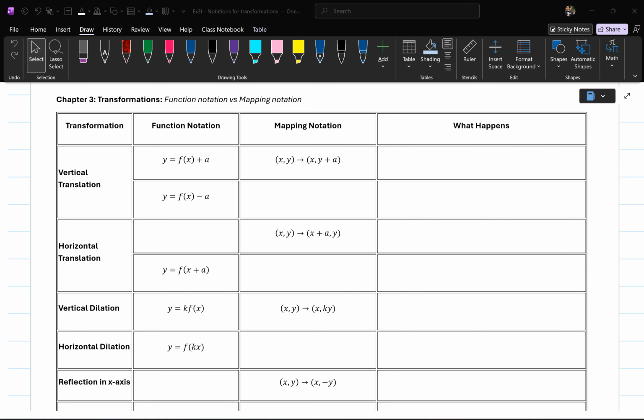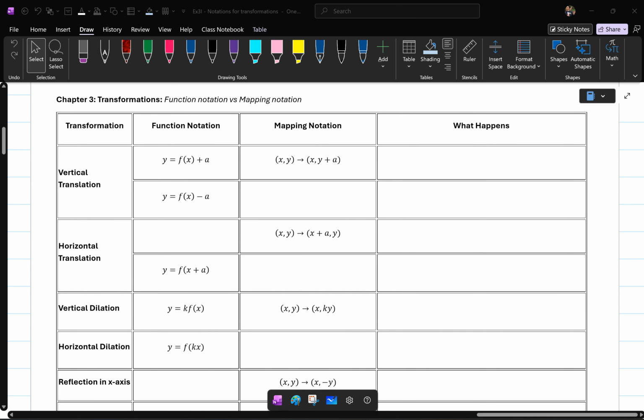All right, so for transformations in the exam, they often don't use mapping notation. Mapping notation is easy to pick up and understand and then use to solve. But in the exam, they often use function notation. So you're going to have to be used to the language of both of them.